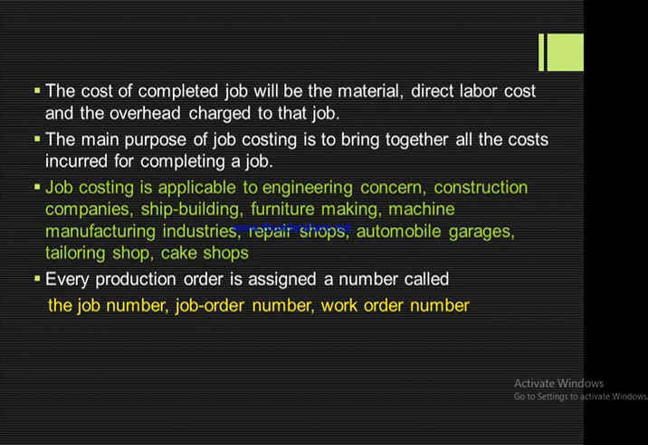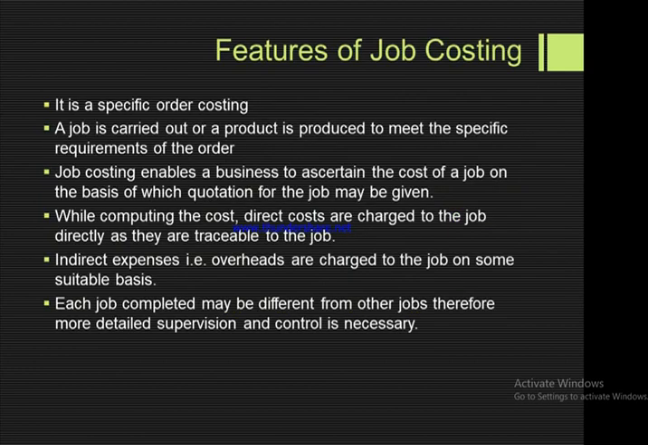So this particular method is applicable in case of engineering concerns, construction companies, shipbuilding, furniture making, machine manufacturing industries, repair shops, automobile garages, etc. Every production order is basically assigned a number so that it is easy for them to track which order the people are working upon. So they give a job number, job order number, work order number in this manner, so that it is easy for them to track.